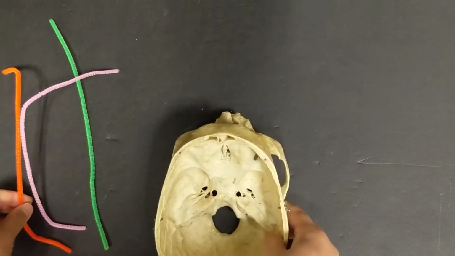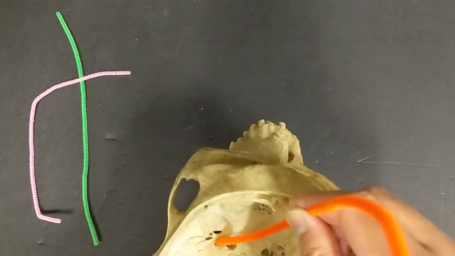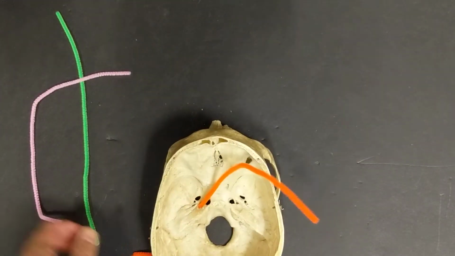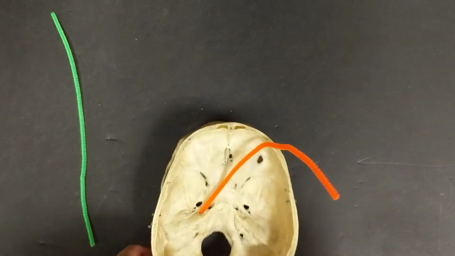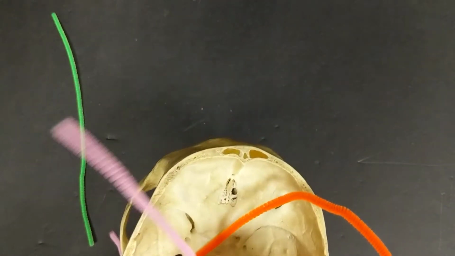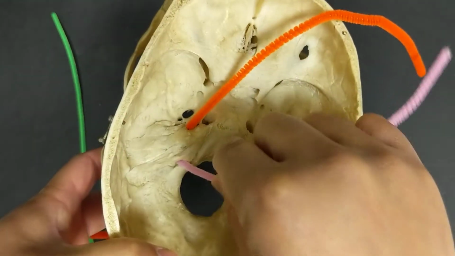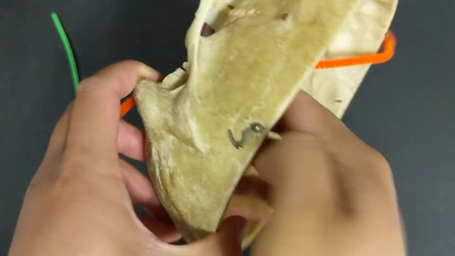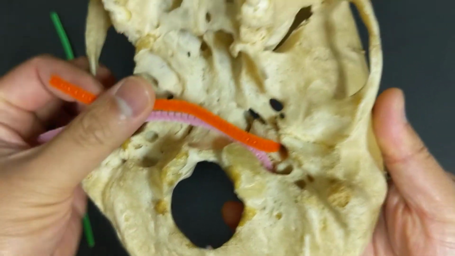So let's show this one more time using the pipe cleaners in this case. Between the jugular foramen and the carotid canal, they may not be very close from the superior view, but they're going to be best friends from the inferior view. So you can see carotid canal, orange, jugular foramen, pink, pretty far away from each other. But if we look from this view, there you go. They're right next to each other.